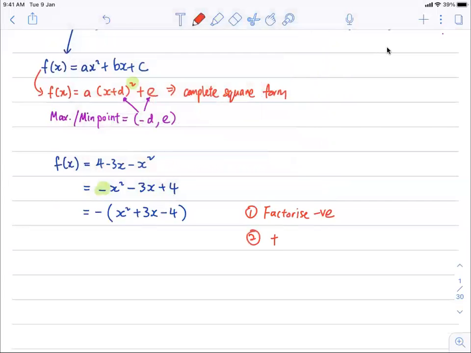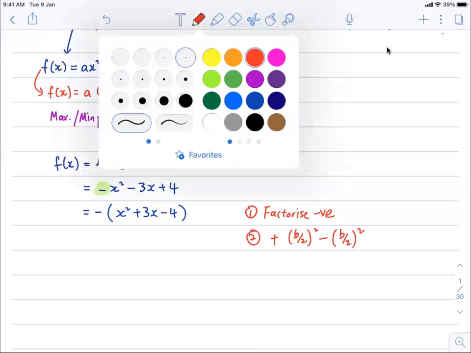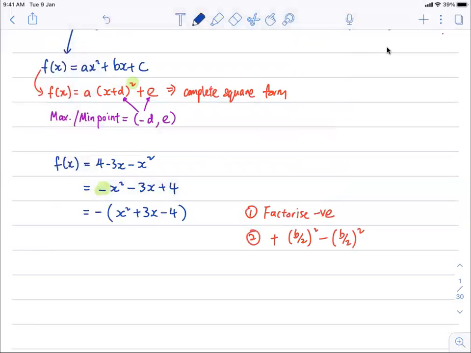I call it plus (b over 2) squared minus (b over 2) squared. So what do I mean by that? First, we need to know that the coefficient in front of x squared is a, coefficient in front of the x is b, and the constant is c. So b basically is 3.